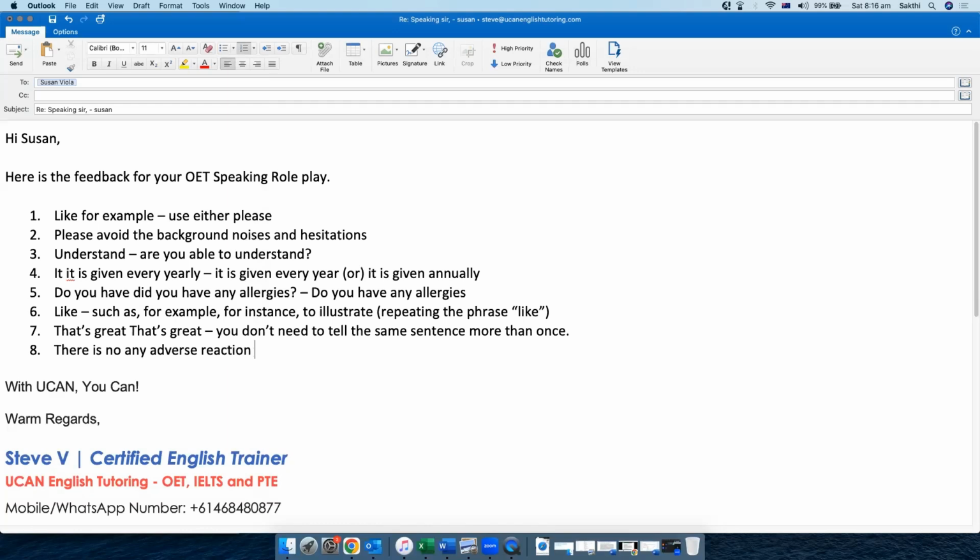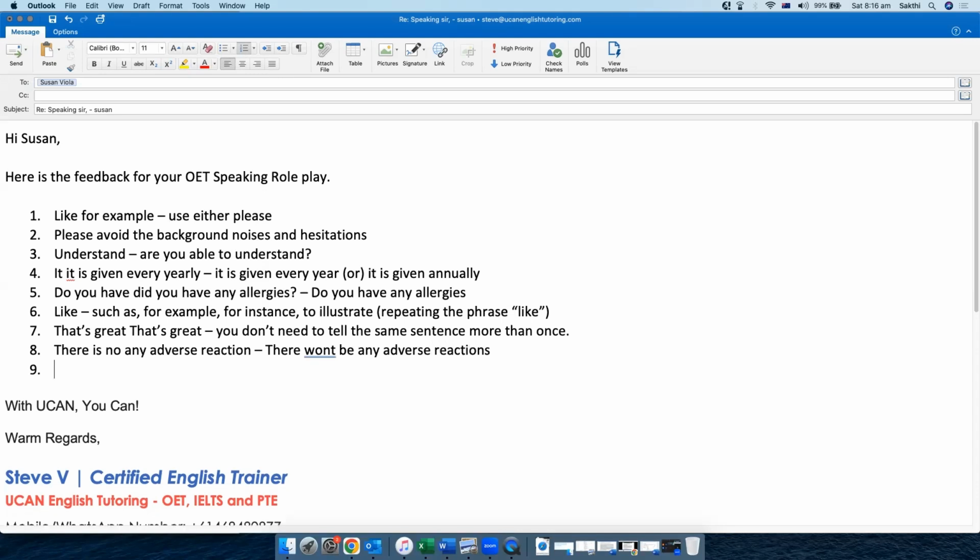Okay, so instead of telling this, you can say there won't be any adverse reactions. Okay, so you can say like this. You don't need to use any and then no together, because they don't make sense. You can't use no and any together in a sentence.